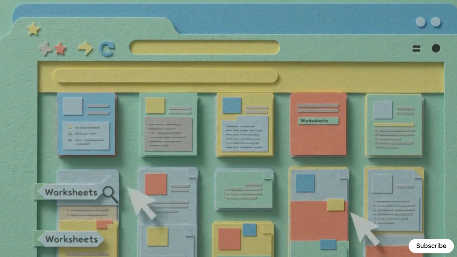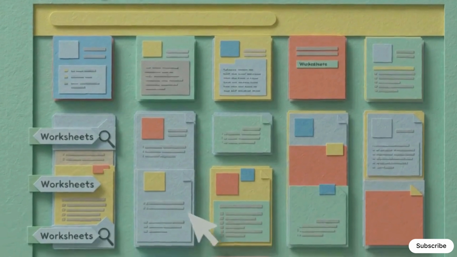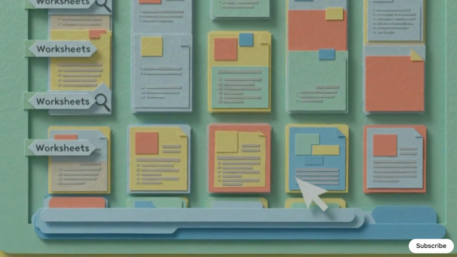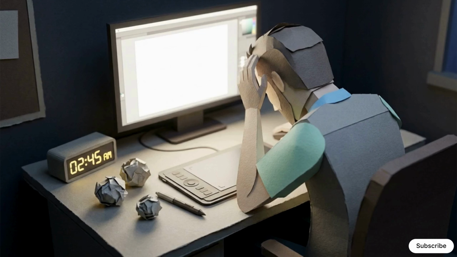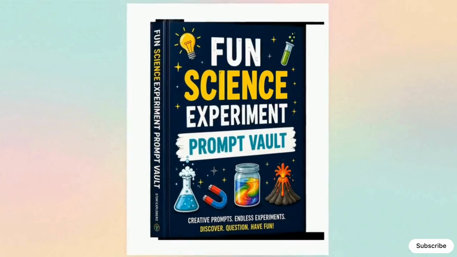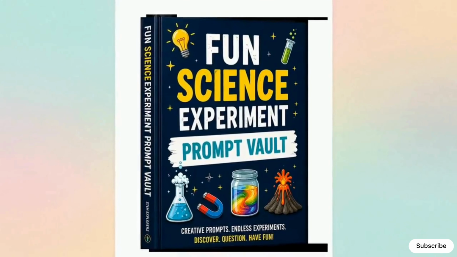If you look up children's educational printables on Etsy right now, you'll see a massive market of parents and teachers buying daily. But actually making those modern, beautifully illustrated worksheets takes most sellers 2 to 3 hours per page, or forces them to spend hundreds of dollars on custom graphics. The Fun Science Experiment Prompt Vault solves this bottleneck entirely.